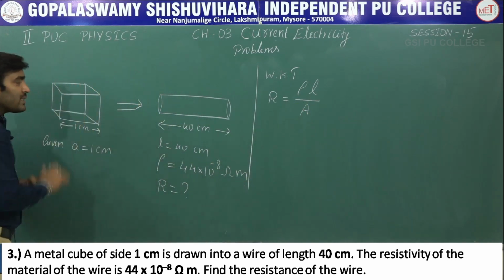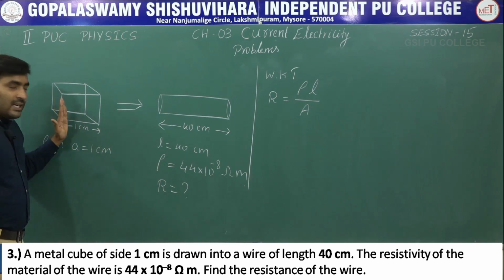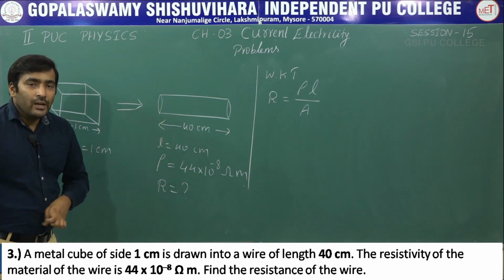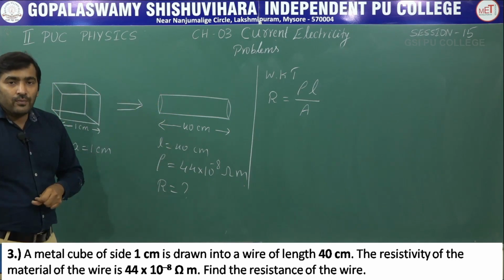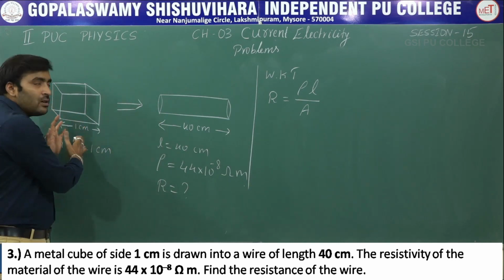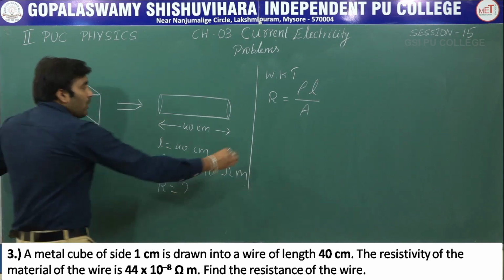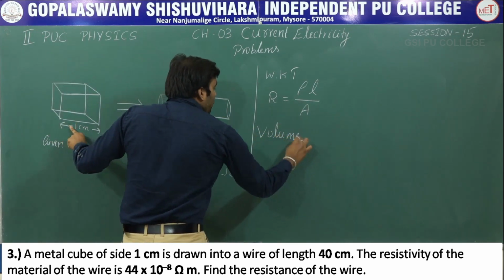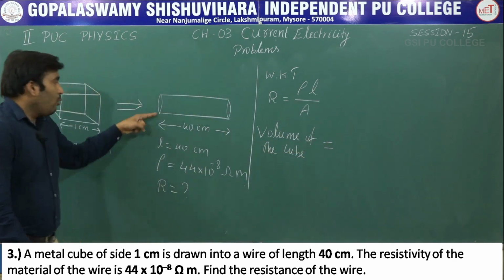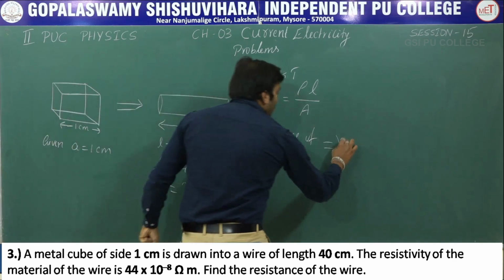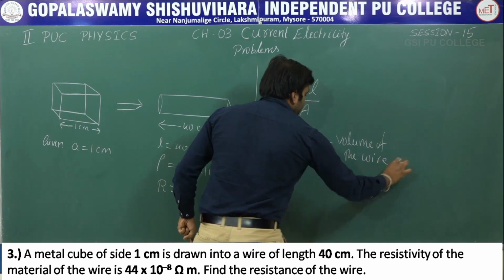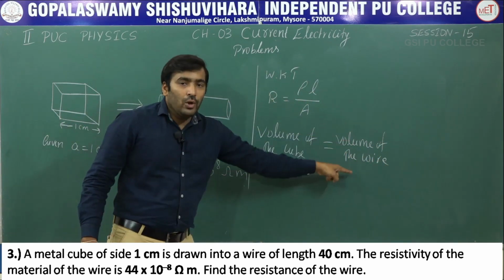By observing this diagram, we are just changing the shape of this metal cube into a wire, so their volume must be the same. Volume remains constant, so we cannot change the volume of that material. We are just changing the shape of an object. Therefore, the volume of the cube must be equal to the volume of the wire.